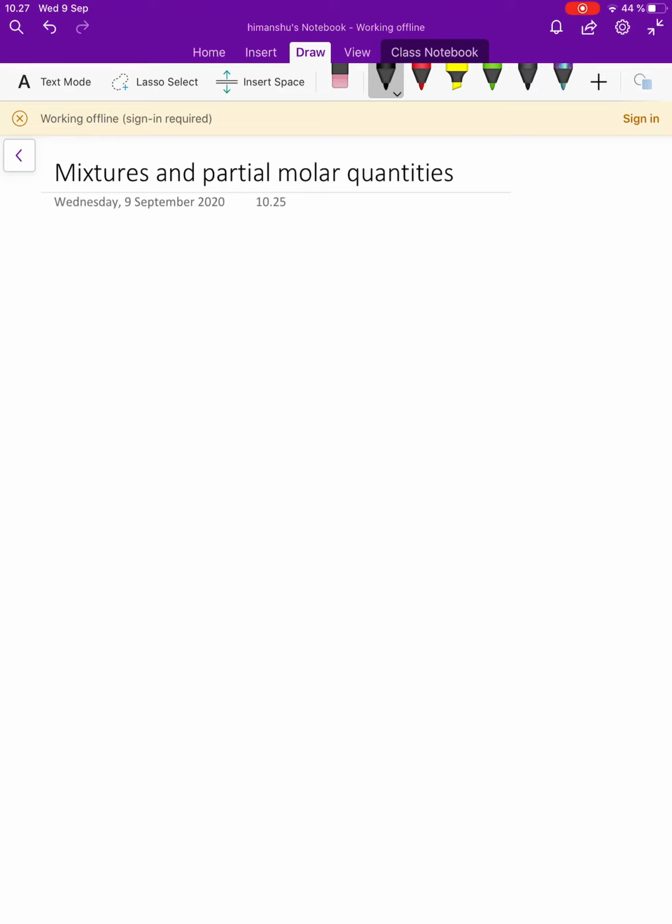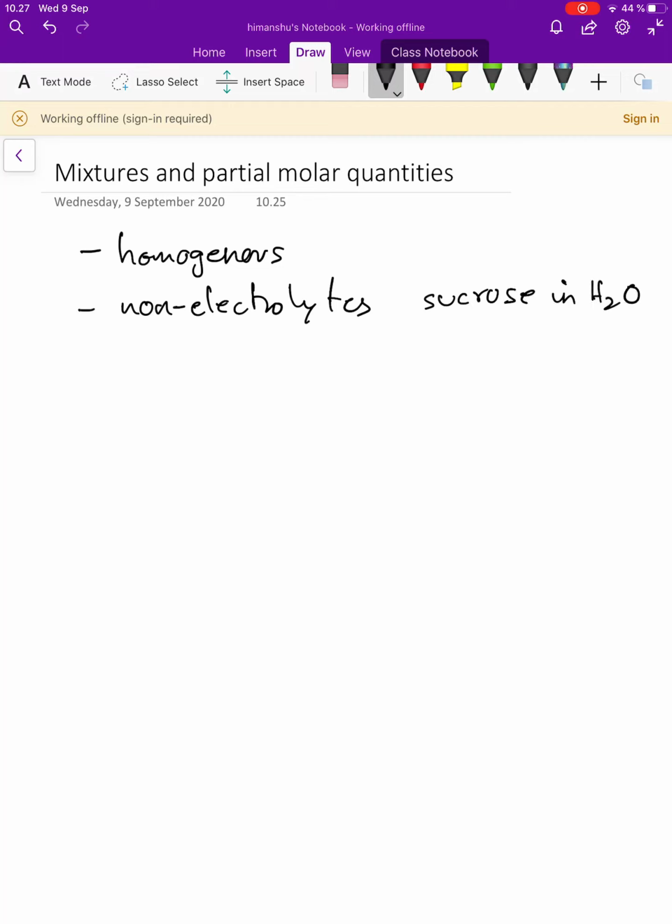We will mainly look at homogeneous mixtures where the chemical composition is the same throughout. We will look at non-electrolytes for now, which means there are no ions in solution. This is a mixture such as sucrose in water.